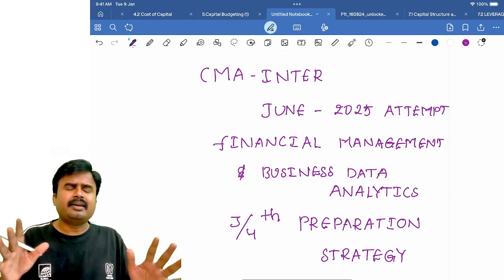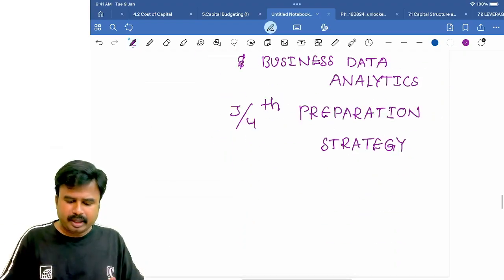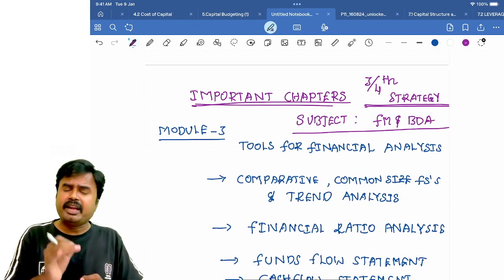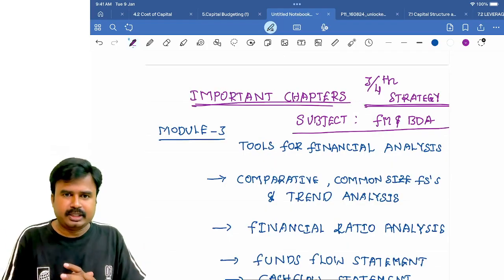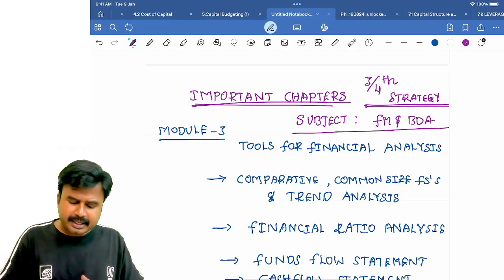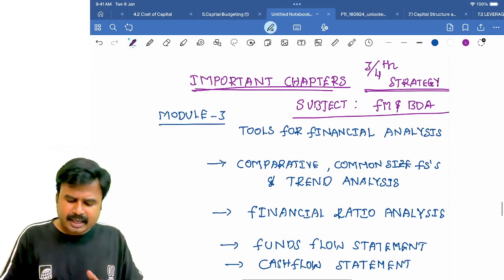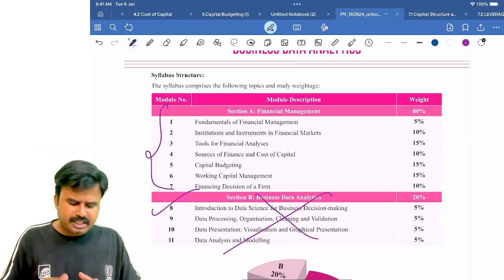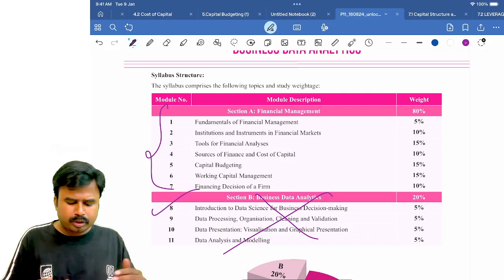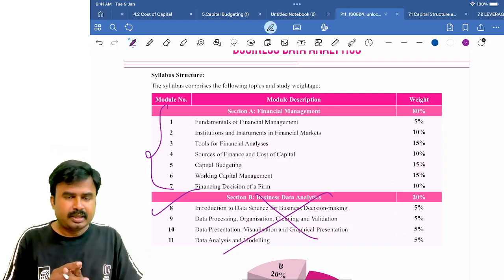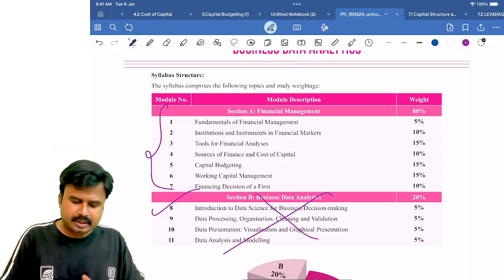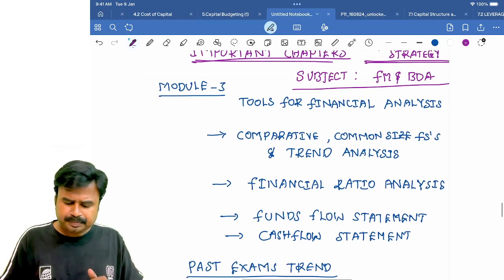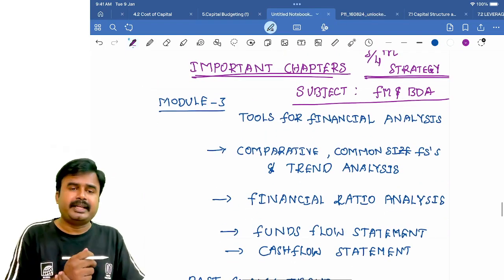So by seeing the trend, I observed few chapters are very, very important with more marks weightage actually. If you see, basically there are some modules here. First module, second module, third, fourth, fifth, sixth and seventh. But in the examination paper, the weightage is different.